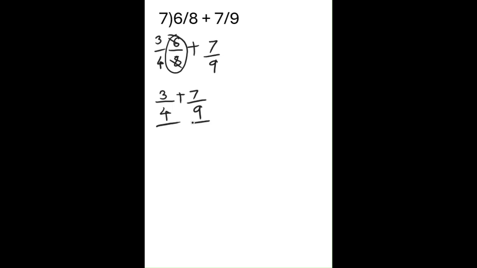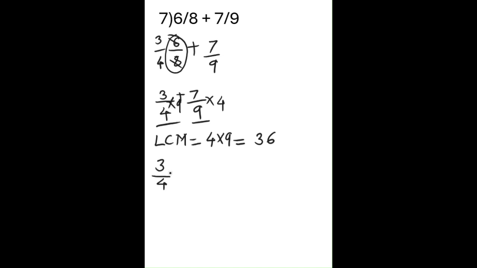Here we have to make both these denominators common. To make that, I will find the LCM, and when two numbers do not have any common factor, we just multiply them together. 4 multiplied by 9 is 36. Now we have to multiply this by 9 and this by 4 to make the denominators 36 on both sides.